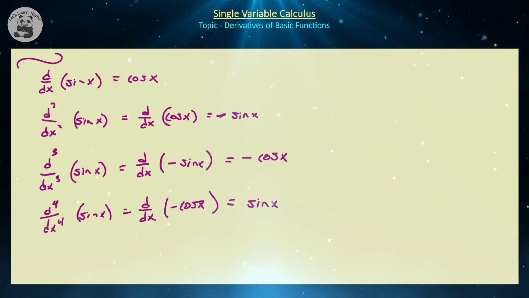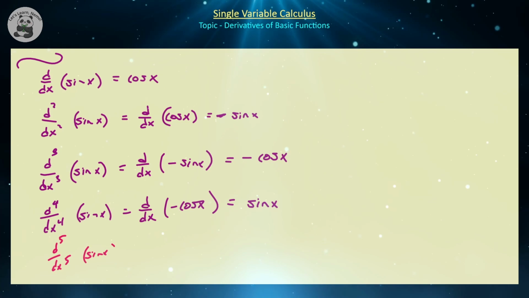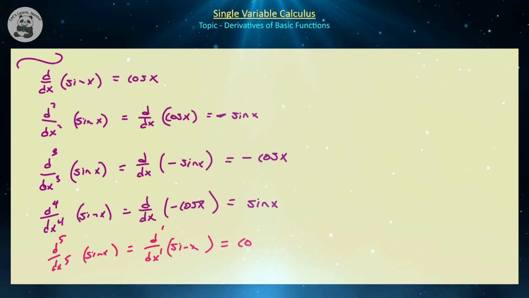So obviously if we consider the fifth derivative of this function, the sine of x, that's going to be equal to the derivative of sine, but that's actually back to the first derivative of sine, right? So that's obviously going to be equal to cosine of x, and obviously you could recursively apply this as many times as you want.